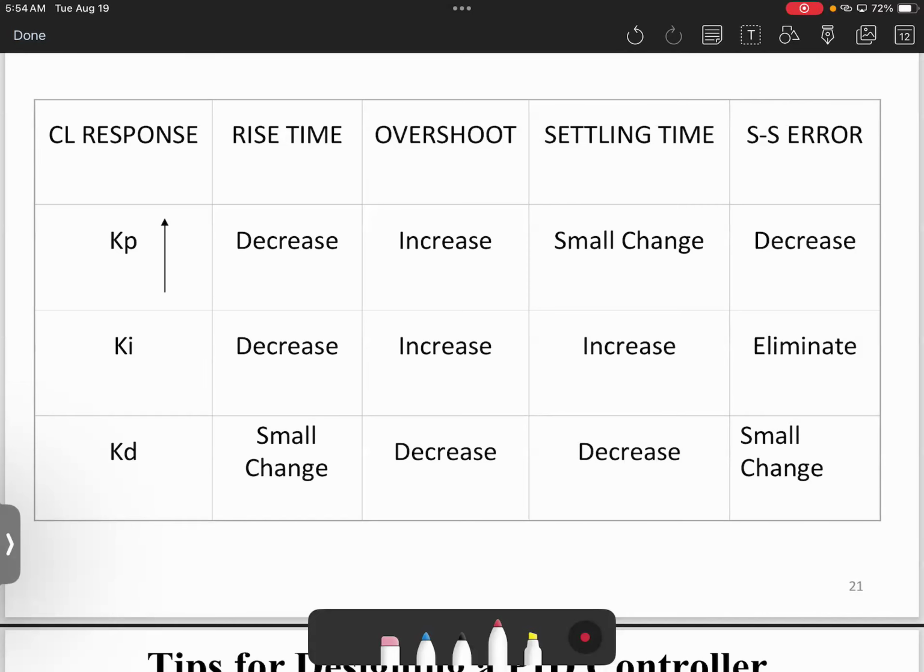KI: if you increase KI, rise time will decrease, which makes it faster. Overshoot will increase, that's a drawback. Settling time will increase, that's a drawback. But the steady state error will be eliminated. KD: small, no impact on rise time. Overshoot will decrease, that's our target. Settling time will decrease. No impact on the steady state error.